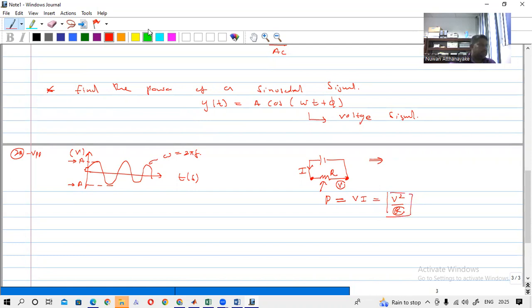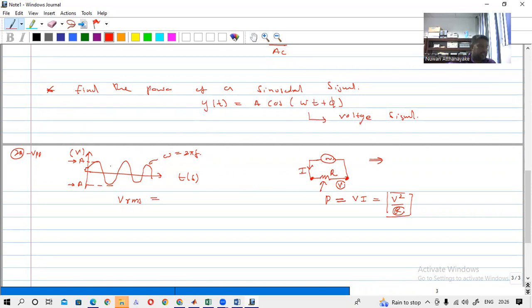Now say that you replace this battery with this voltage source. This is not a DC voltage, it is an AC voltage, so V is varying, increasing and decreasing like this. To find the power, what you have to do is take the signal and get the RMS value. So you have to get the VRMS value.